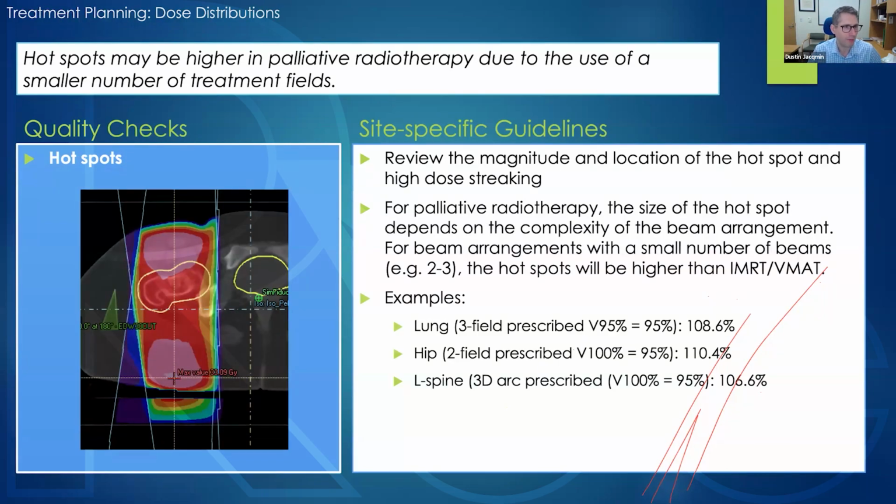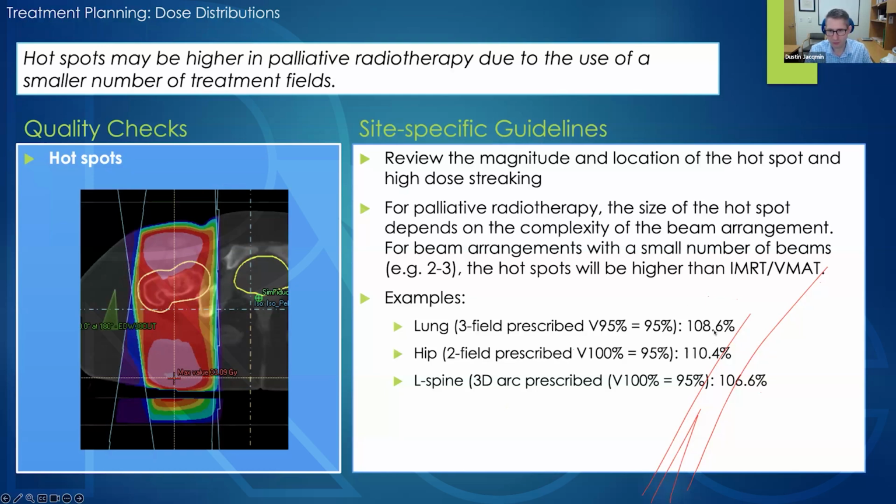Last thing on palliative radiotherapy, hotspots might be higher in palliative radiotherapy due to the use of a smaller number of treatment fields. It's also the case that hotspots might not be in the target volume, which we're used to seeing for curative intent radiotherapy. So you can see in this particular plan, the hotspot is near the surface. Typically for APPA fields, the hotspot is near the surface because that's where the Dmax of each beam is. And so you can see in this case, we have about a 10% hotspot near the surface for this APPA field arrangement. Hotspots in the range of 10 to 15% aren't uncommon in palliative radiotherapy.